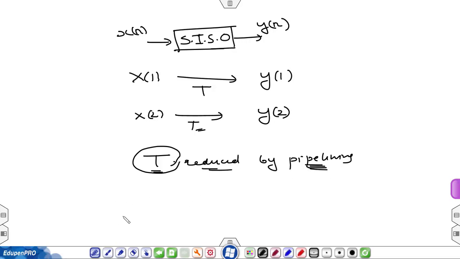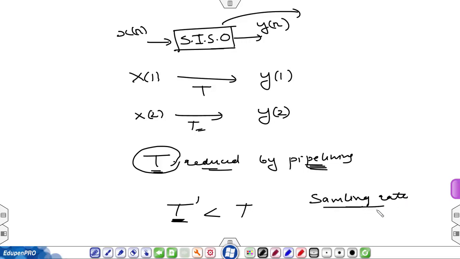So now my question is, what if we have pipelined the single input single output system in every possible way, and let's say that we have achieved processing time t dash, which is less than t. So this t dash corresponds to the pipelined system, and there is no way to reduce this time beyond this t dash. So now the sampling rate of this pipeline system is bounded at this t dash, so it will be 1 by t dash. There is a lower bound to this sampling rate. Now what if I further want to increase this sampling rate?